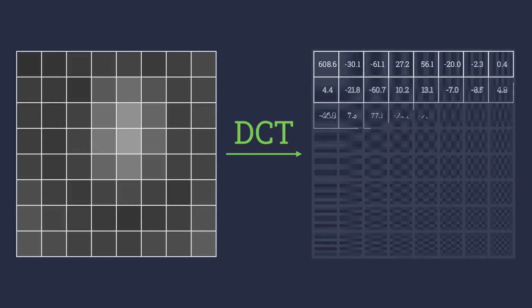Let's have a look at an 8x8 matrix of 64 values. Equipped with our knowledge of DCT, let's run the transform on this array and see what it returns. Okay, now let's decode this output.